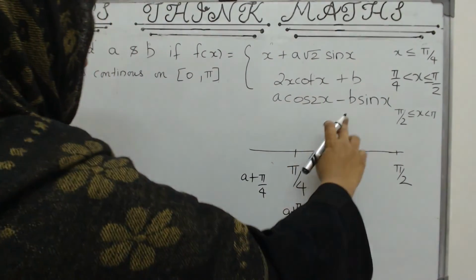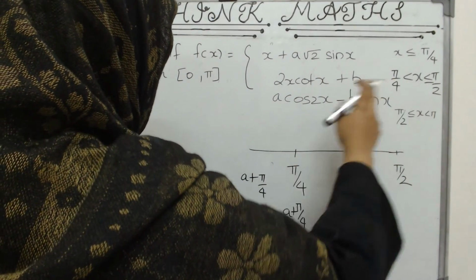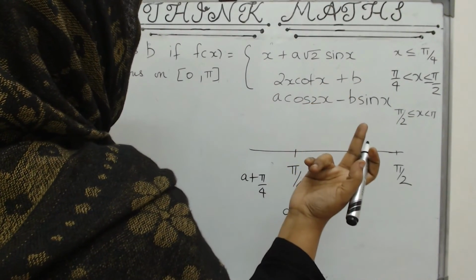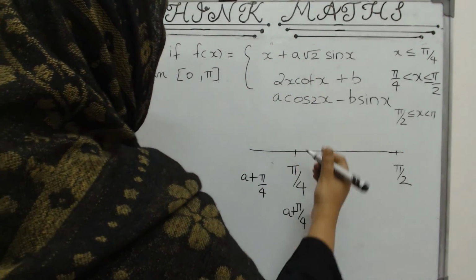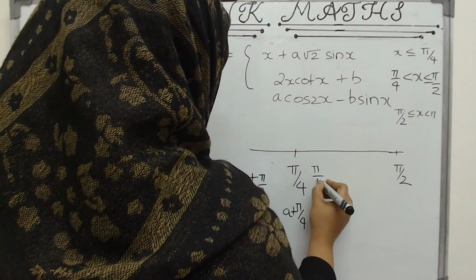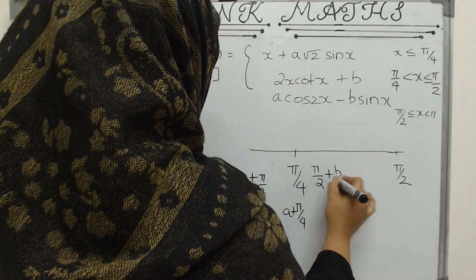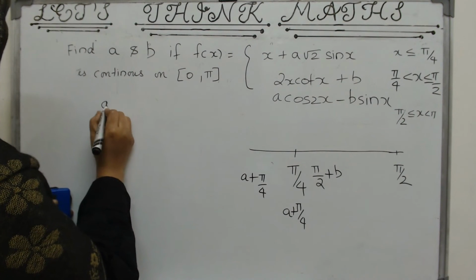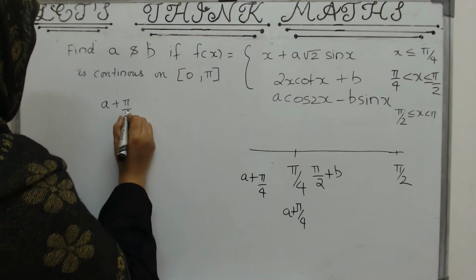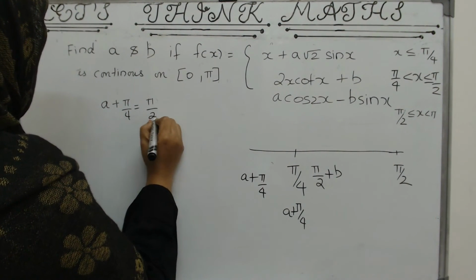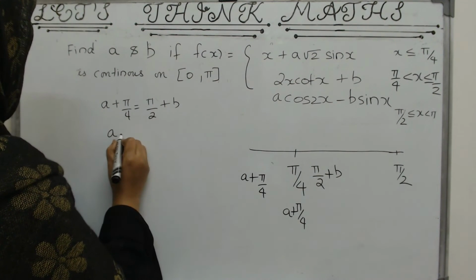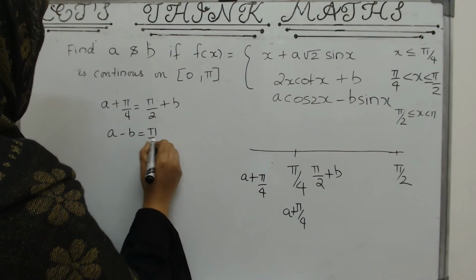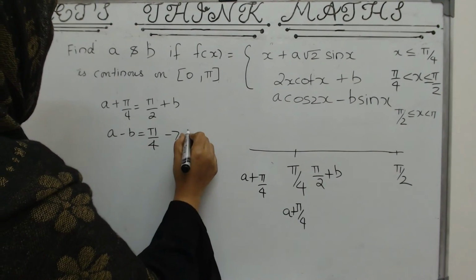Now what for values greater than pi by 4? Here put cot pi by 4, it is 1. So here it will reduce to pi by 2. Your value will be pi by 2 plus b. So combine all these three values, you will get an equation which looks like this. It is pi by 2 plus b, that means a minus b is equal to pi by 4. This is your first set of equations.